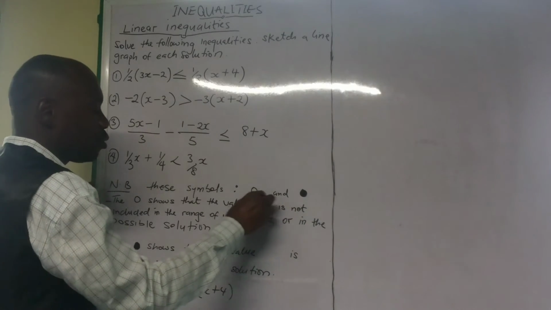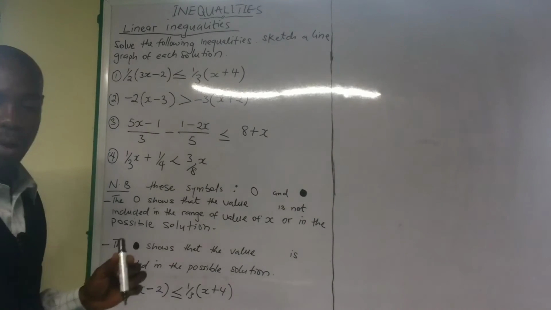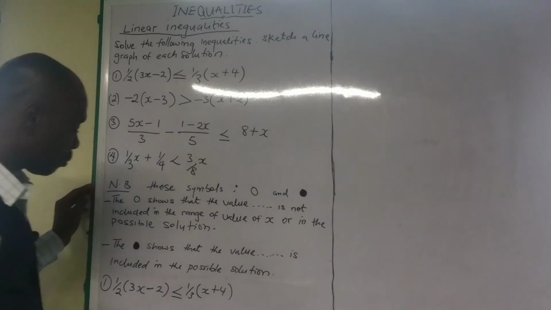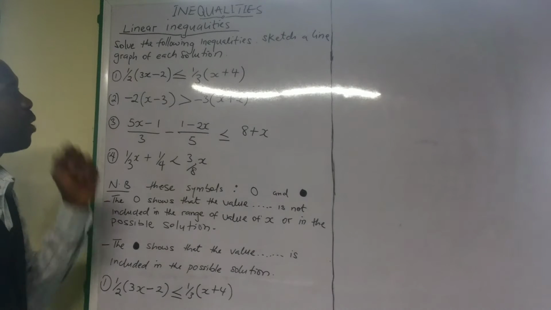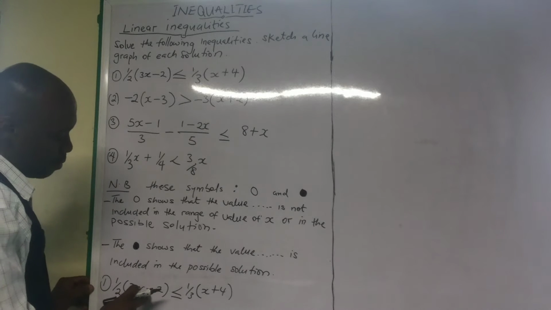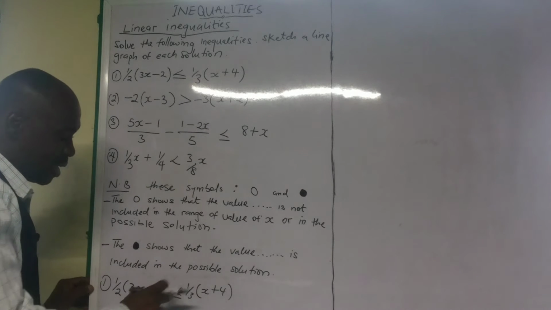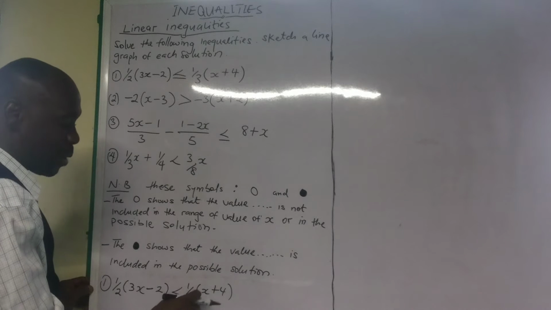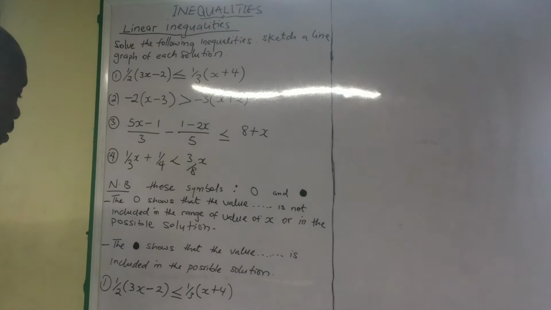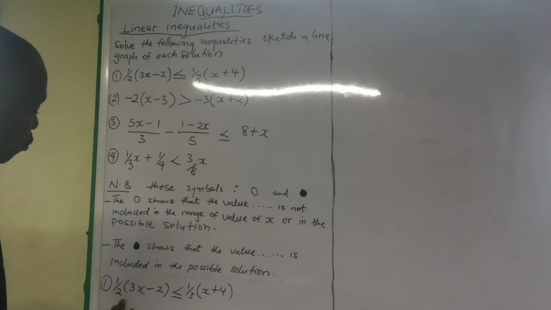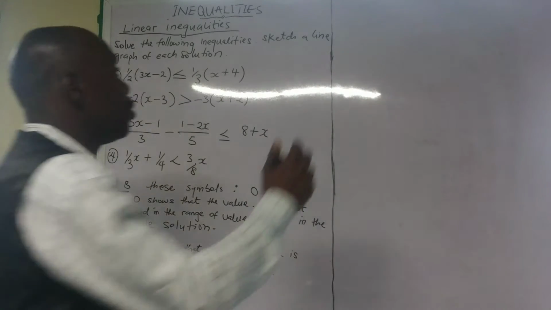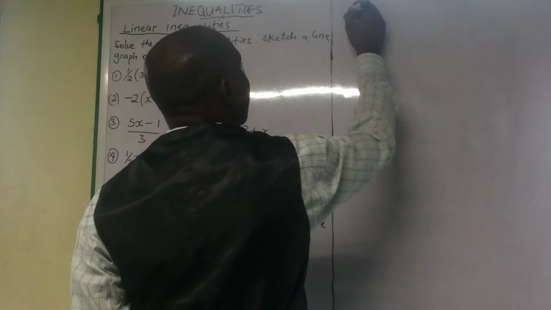So now we input this equation. Let's pick the first question. It says 5 open bracket 3x minus 2x close bracket less than or equal to 1 over 3 open bracket x plus 4 close bracket. Let's clear the bracket first. Let's use 5 to multiply everything here, then use 1 over 3 to multiply everything here.